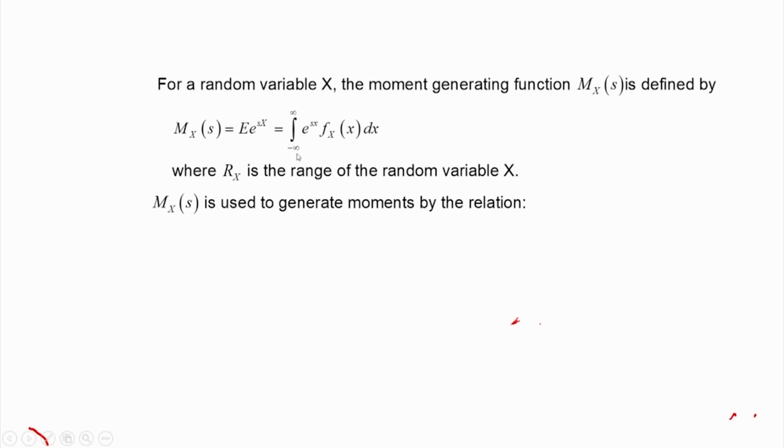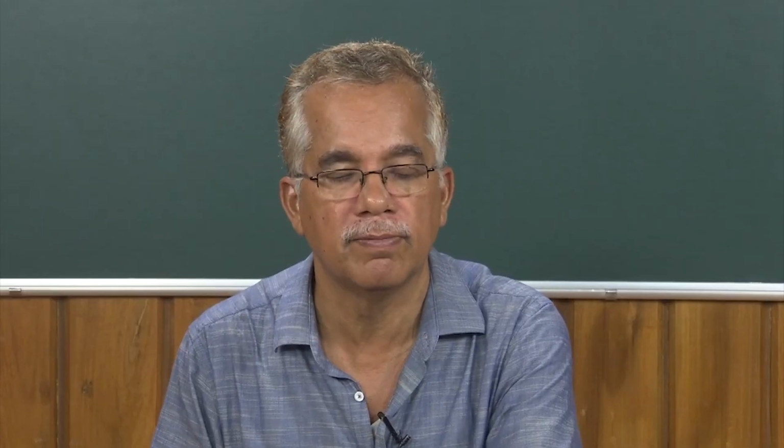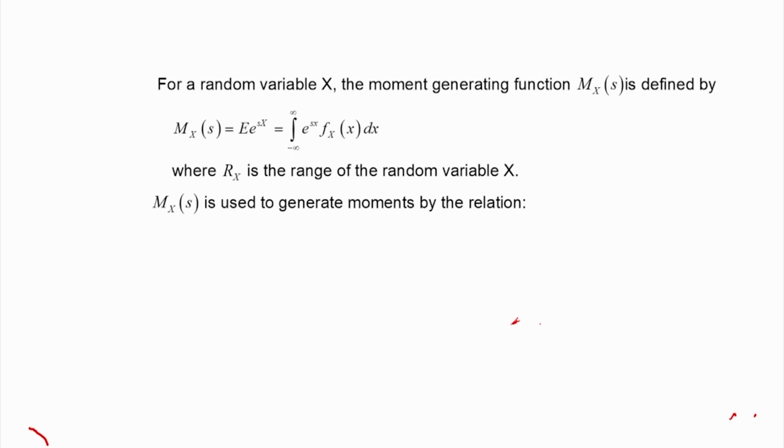It is defined over minus infinity to infinity, that is the range of the random variable x. So, we assume that this random variable x is defined over the range R x, which is the real line from minus infinity to plus infinity. So, that way we have defined the moment generating function. It is essentially a function of the single parameter s, and Mx can be used to generate the moments by the relation.